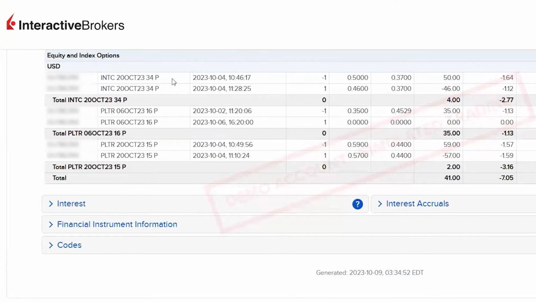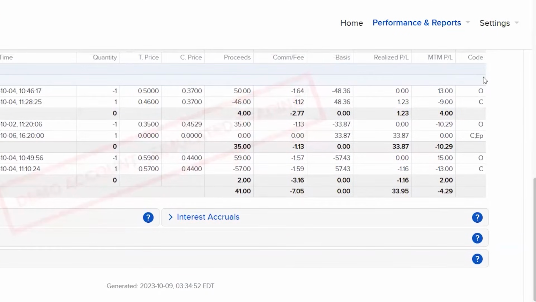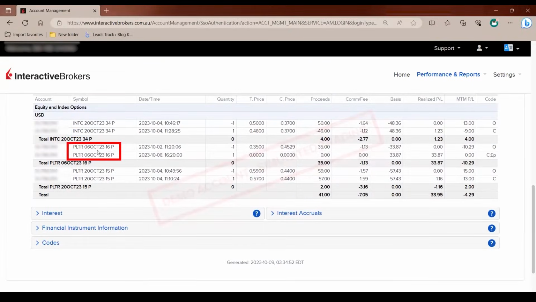So they wanted to rectify their mistakes. So the ones that I managed to close are this one, Intel, and also this Palantir where the strike price was at 15. Here you can see the state, and this is what mentions the code. O means open, C means close. And you can see that this one, the strike price at 16 for Palantir's put option, I did not manage to close it. But then you can see here, it's C, it's closed.